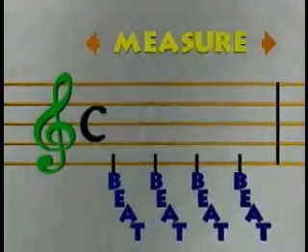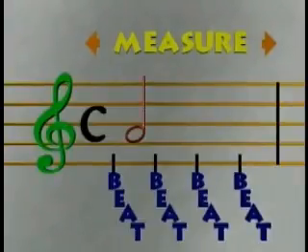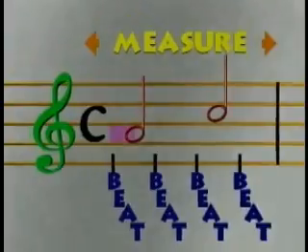Here's a measure with 2 half notes. The first note is on the space representing A, and the second one is on C. Half notes tell us to play the pitches for 1/2 of the measure. Since we're using 4/4 time, half of the measure is 2 beats. Here's how this measure sounds.